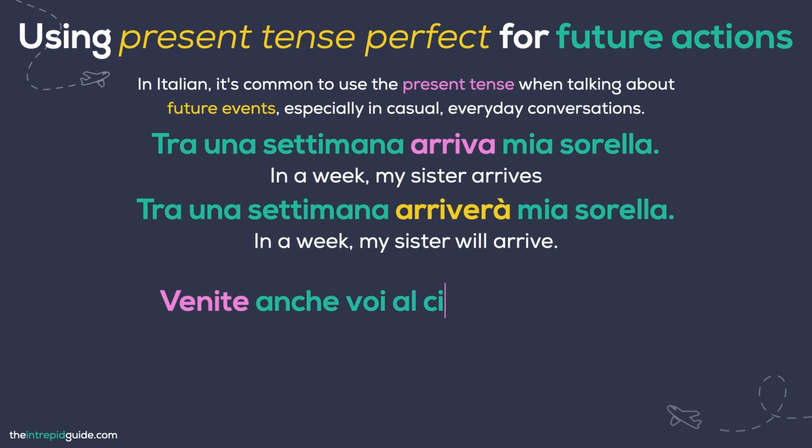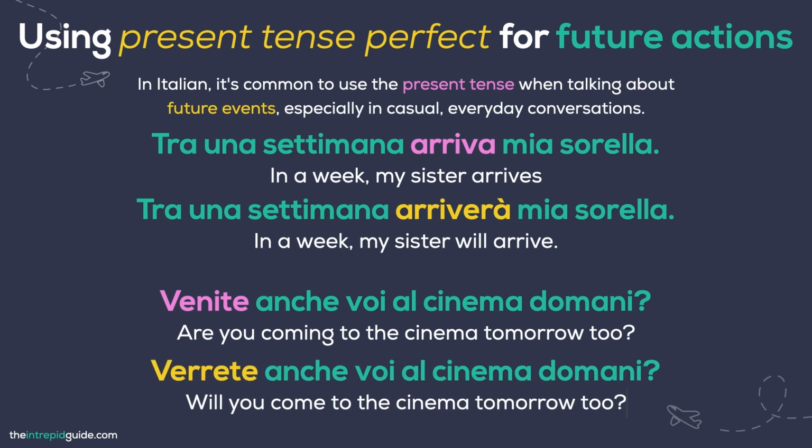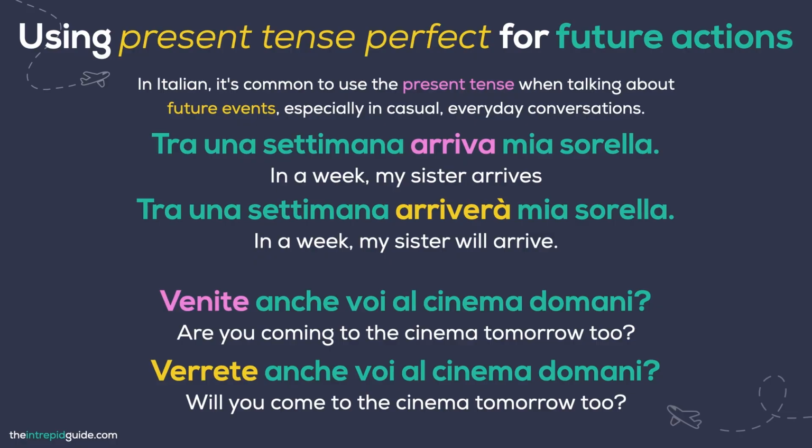Or, Venite anche voi al cinema domani? Are you coming to the cinema tomorrow too? Instead of, Verrete anche voi al cinema domani? Will you come to the cinema tomorrow too? In both examples, time expressions like Domani, tomorrow, or Tra una settimana, in a week, already indicate that we're talking about the future. Because of this, using the future tense might sound a bit redundant, and the present tense does the job just fine.